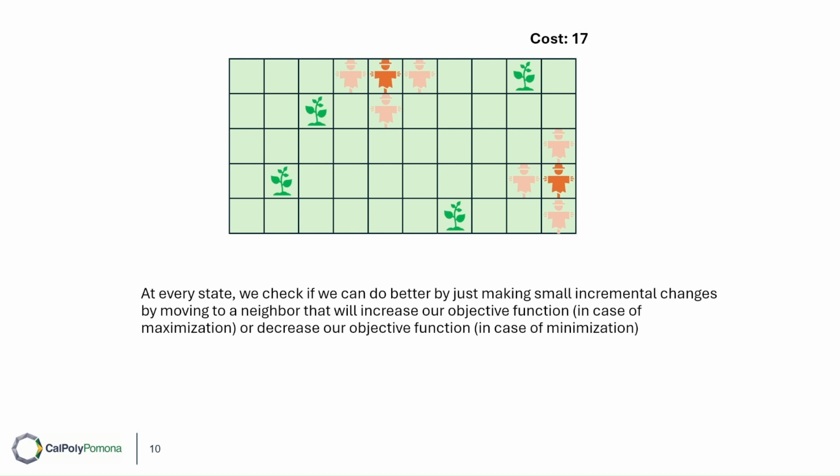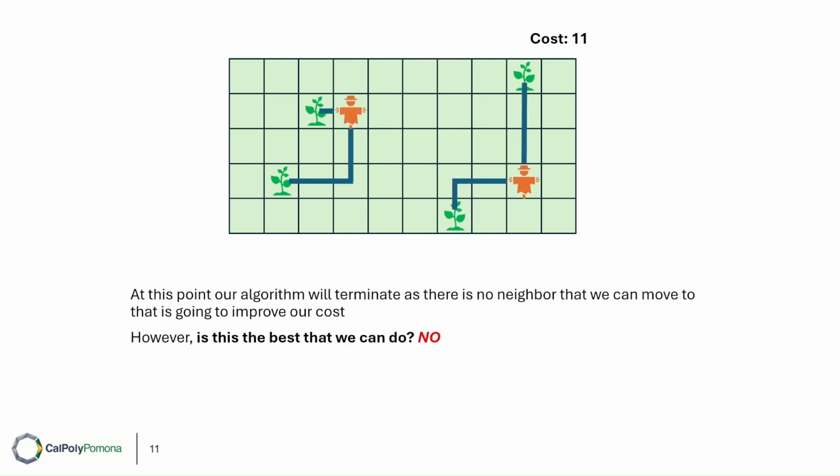In our scarecrow example, at every state we check if we can do better by just making small incremental changes and by moving to a neighbor that will increase our objective function, or decrease it in case of minimization. If you keep going, at this point, our algorithm will terminate as there is no neighbor that we can move to that is going to improve our cost.